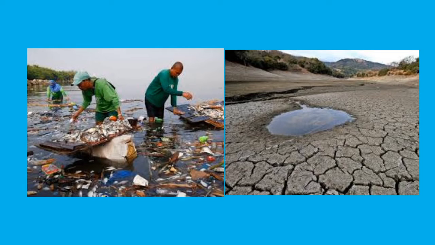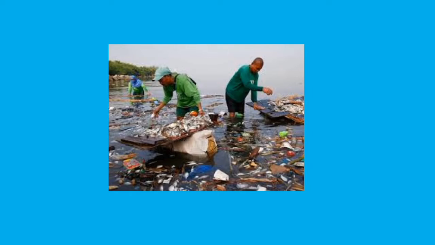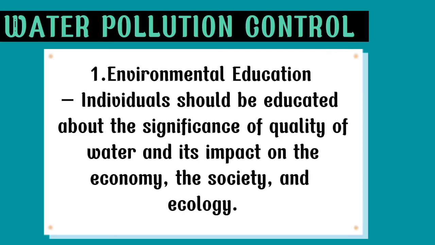Yes, water is renewable, but its overuse and pollution make it unfit for use. So we should control it. We should use the water properly and not destroy it. So, here are some tips on how to control water pollution. First, environmental education. To control water pollution, it really depends on us. Individuals should be educated about the significance of quality water and its impact on the economy, the society, and ecology. We should know the value of every single drop of water and use it properly.